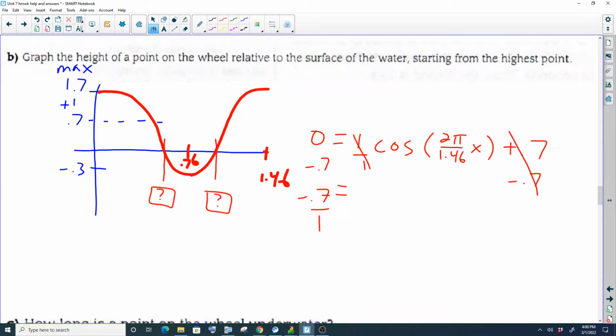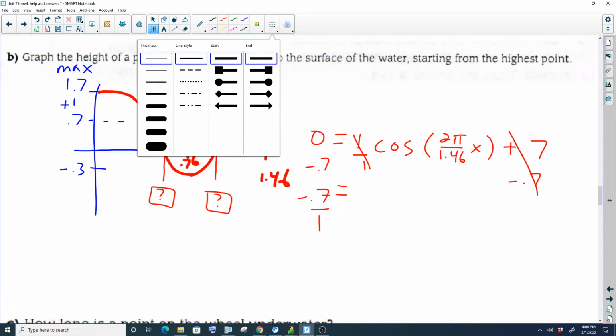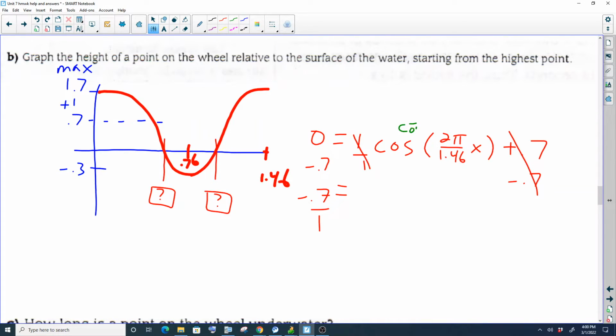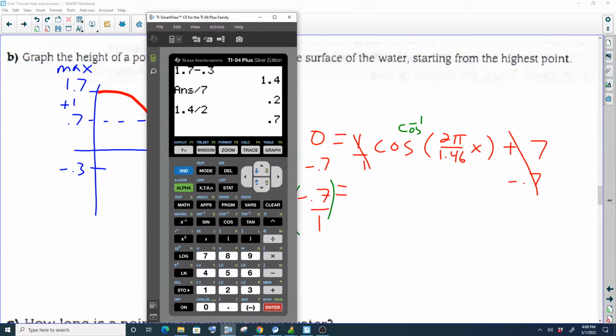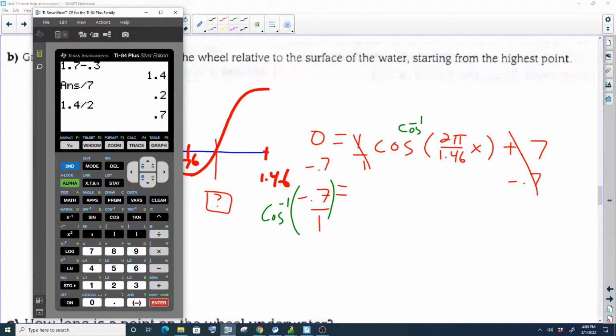Then you'd have to take the inverse cosine. To get that cosine to the other side, you'd take inverse cosine, and if you do it on one side, you have to do it to the other side. This is crazy. I'm going to show you the fast, easy way using the calculator, but this is 1050, 1060, this is calculus. So you'd take the inverse cosine of negative 0.7 over 1, which is 2.34619.